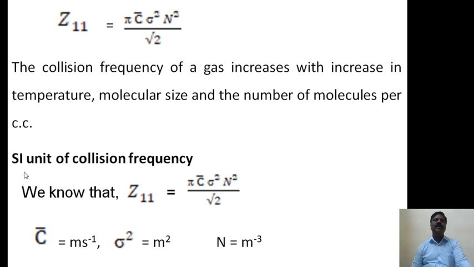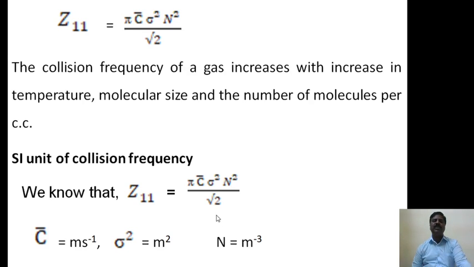Now coming to the SI unit of collision frequency. We know that Z11, the collision frequency, is equal to pi average velocity into sigma square into n square divided by root 2. You have to substitute the values. Pi is a constant value. Average velocity is measured in meter per second, sigma is measured in meter, and therefore it becomes meter square, and n is per cubic meter.